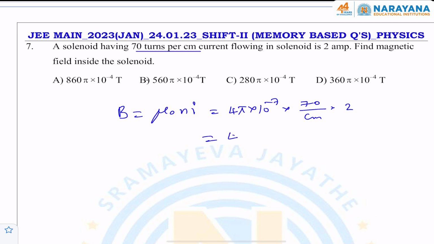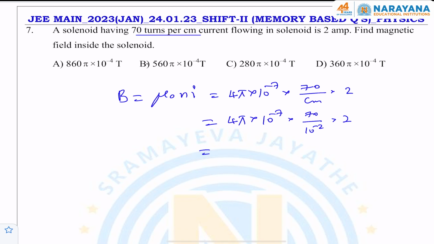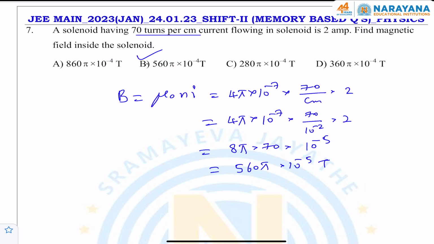So in SI it can be written as 4 pi into 10 power minus 7 into 70 by 10 power minus 2 meter into 2, which is 8 pi into 70 into 10 power minus 5, 560 pi into 10 power minus 5 Tesla. It is given with option B. Power is missing here. It should be 10 power minus 5. Here it is given minus 4, but only 560 pi is there with B option.